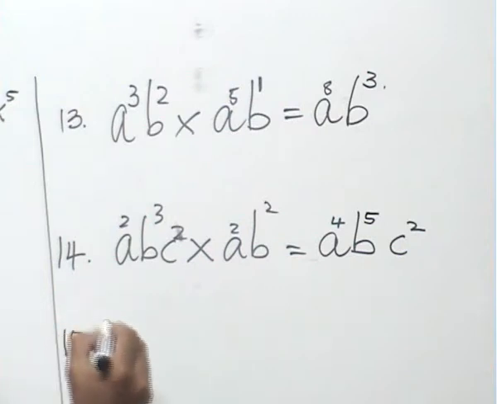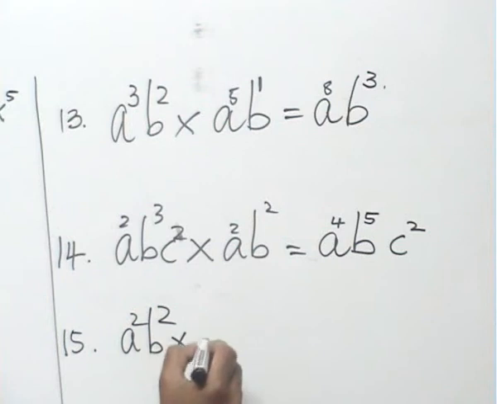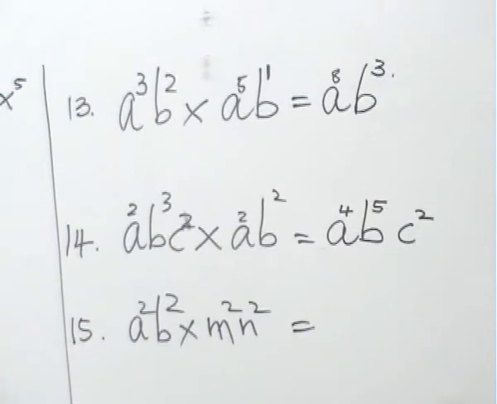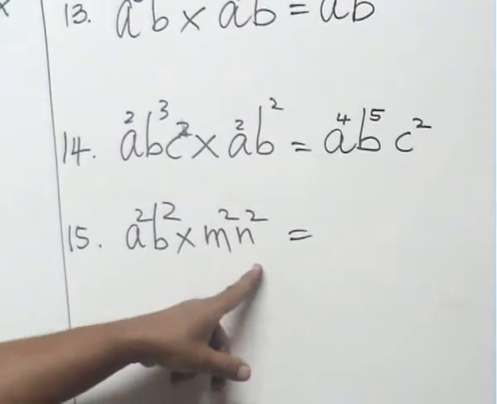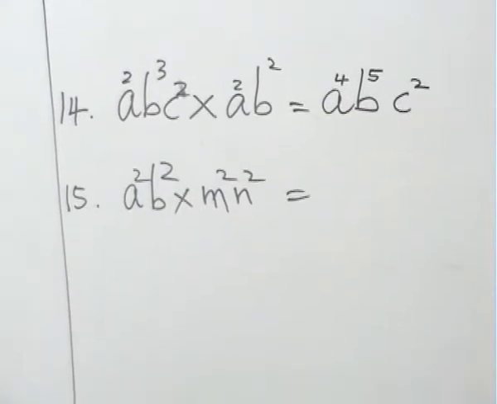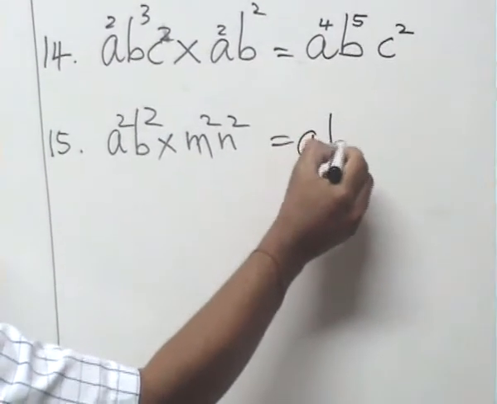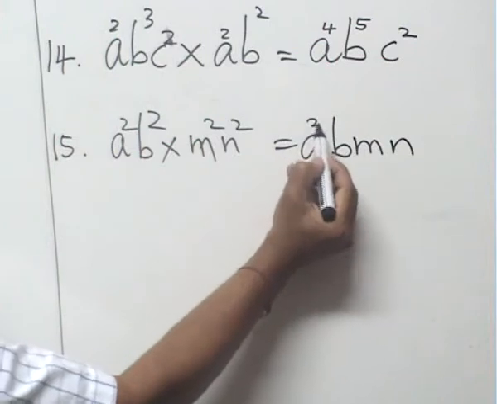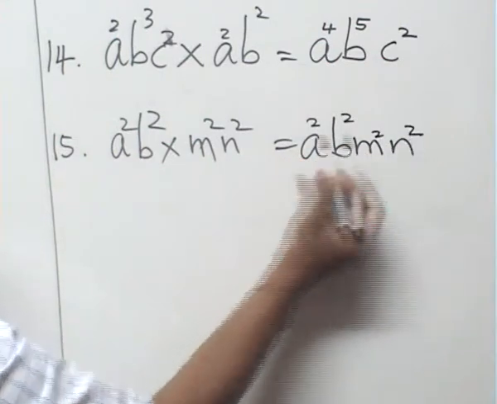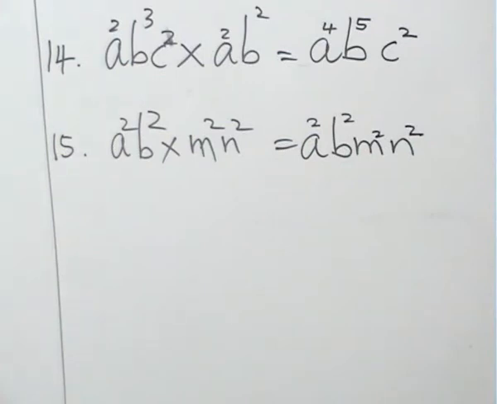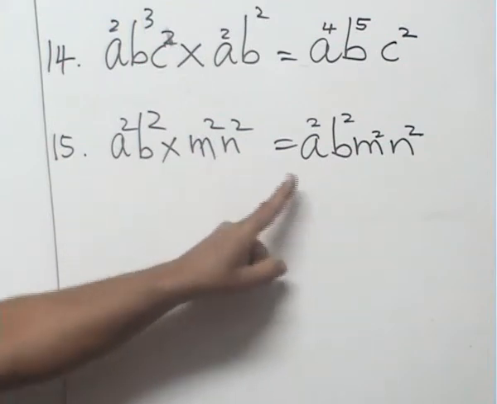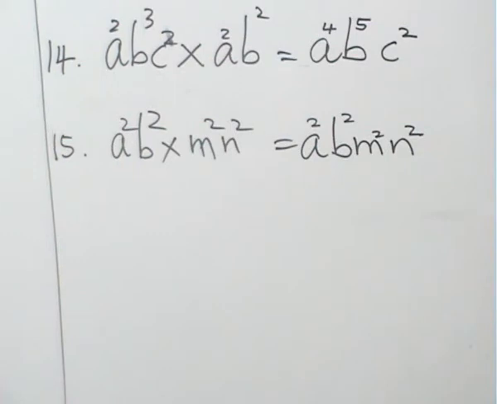Right, let's take number 15. A squared B squared times m squared n squared. Now clearly all the bases are different. You cannot add these indices, but you can write them next to one another like this: A, B, M, N. You are allowed to write them next to one another like that, and just give them their own indices, where all of them happen to be squared. Right? So we can't add the indices here because the bases are different. So all the bases are written down again, and each one's index remains with it.